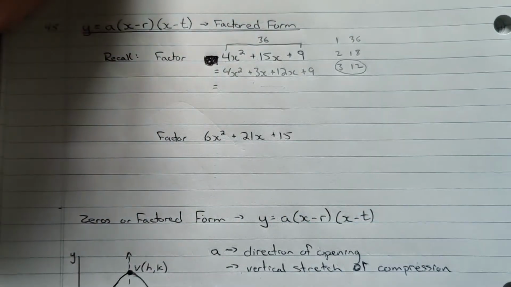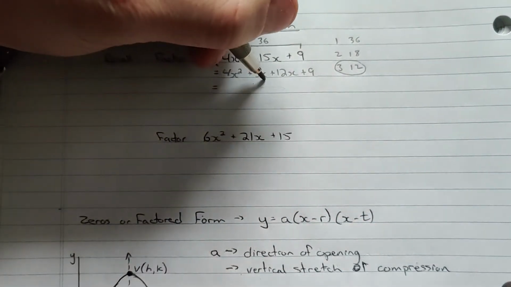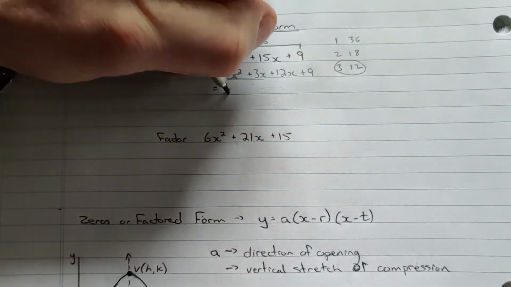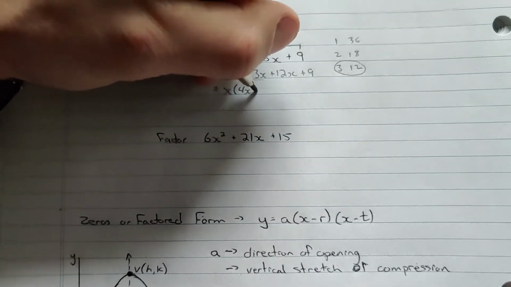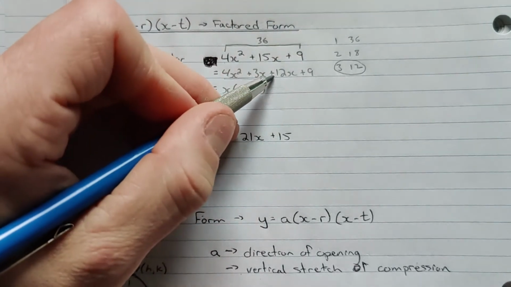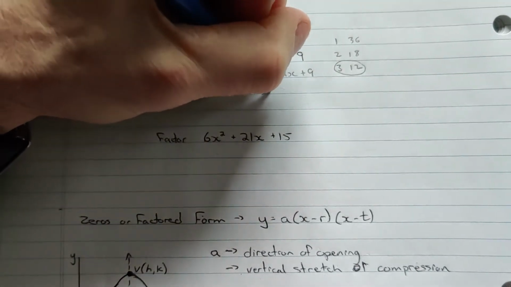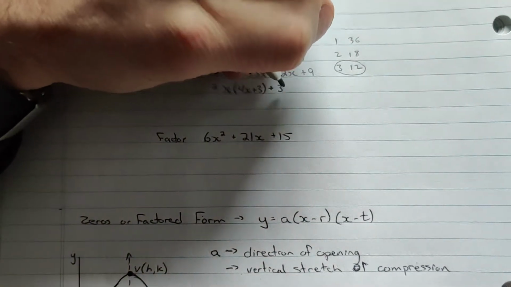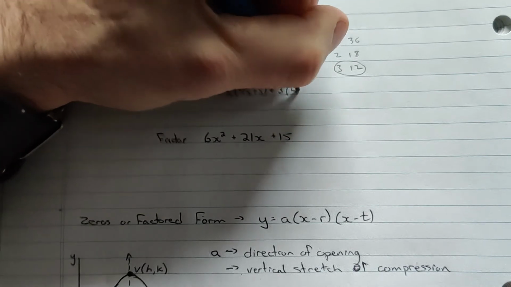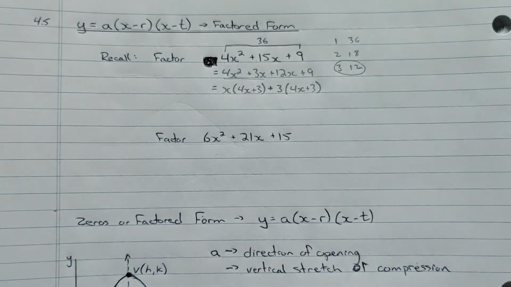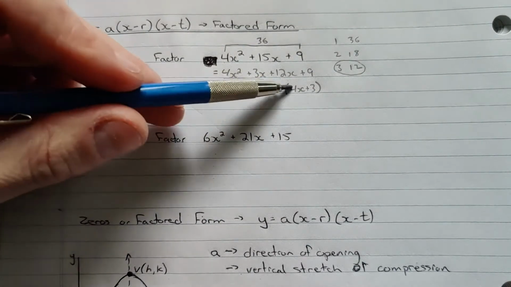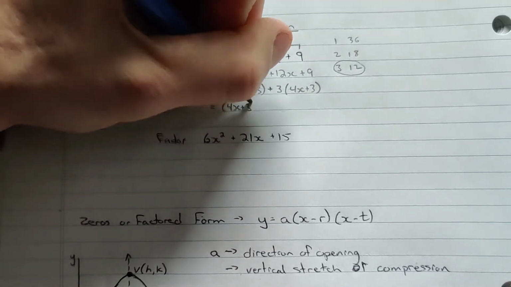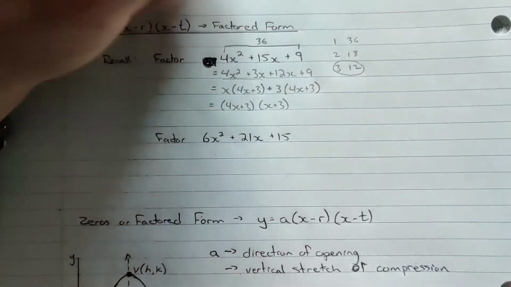pair of binomials. So we common factor the first pair. So 4x squared plus 3x, the common factor there is just x. We're left with 4x plus 3. And then bringing down this same sign here, so it's going to be a positive. And the common factor between 12x and 9 is going to be 3. And we're left with 4x plus 3 there. Both our parentheses are the same. They're a common factor in this pairing. And so we have 4x plus 3 and x plus 3.